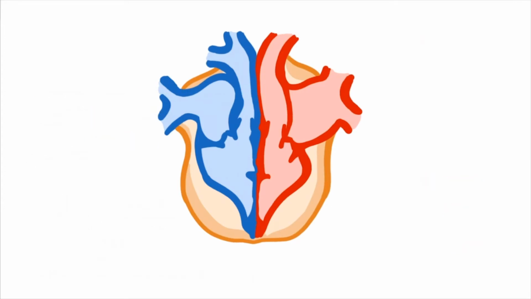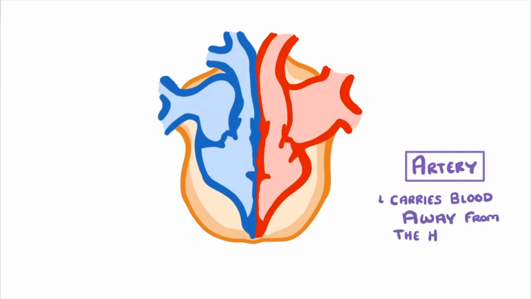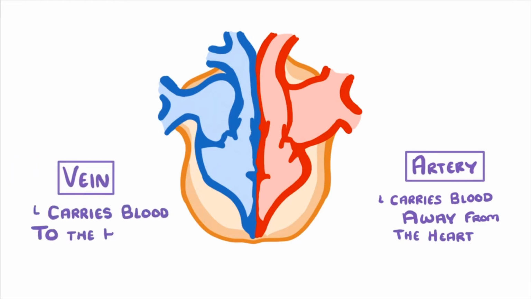Now, to clear up any confusion, we just wanted to point out that the term artery refers to any vessel that carries blood away from the heart, while a vein is any vessel that carries blood to the heart. Often, students get confused and think that the arteries have to carry oxygenated blood, and veins have to carry deoxygenated blood. Although this is the case most of the time, it's not always true.